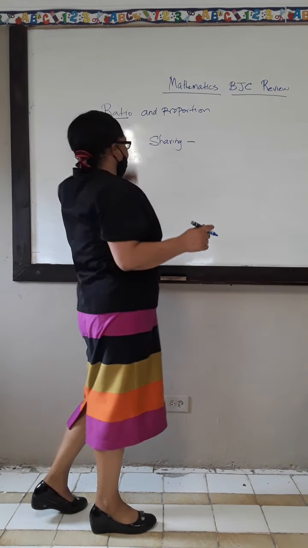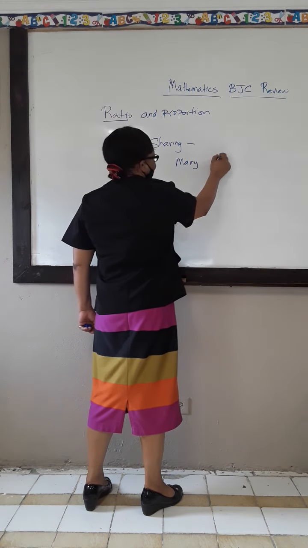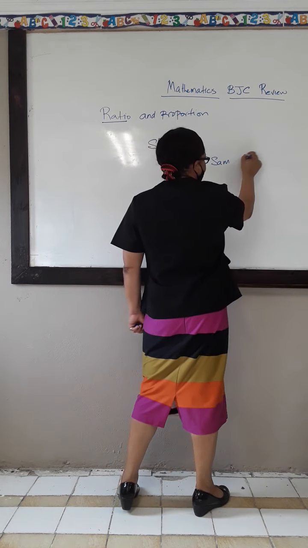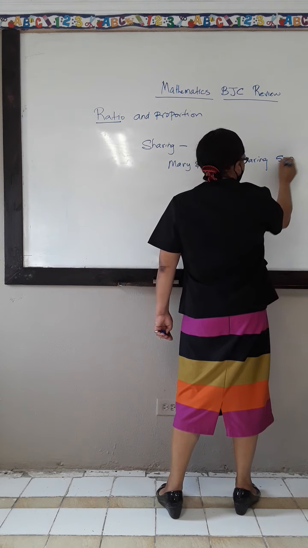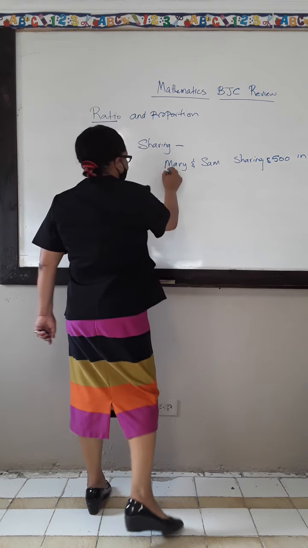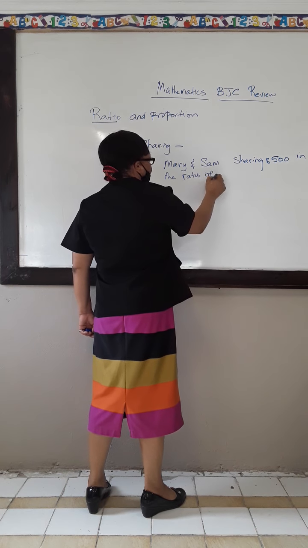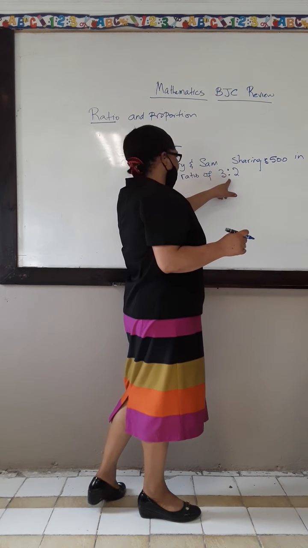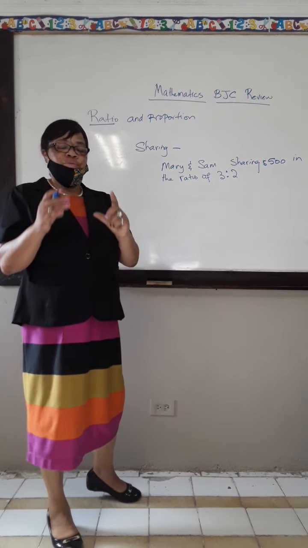whatever we're sharing. So, let's say Mary and Sam, they're sharing $500, and the ratio has to be given a form. In the ratio of 3 to 2. These 2 little dots here are important. I'm sharing $500 in a ratio of 3 to 2.